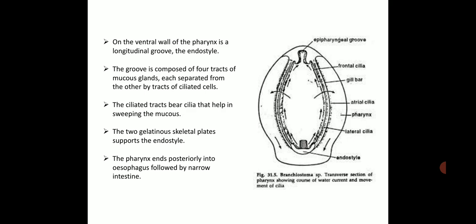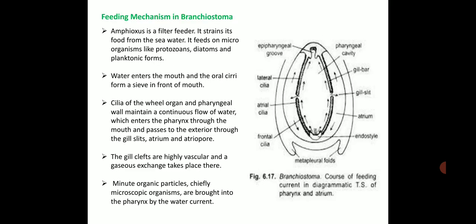The pharynx ends posteriorly into the esophagus, and it is followed by the next structure, the intestine. So the pharynx leads into the narrow intestine. This is about the structure of the pharynx. So next comes the feeding mechanism in the case of Branchiostoma or amphioxus.